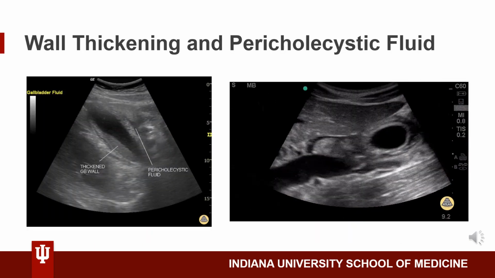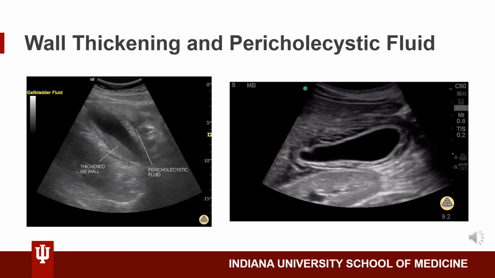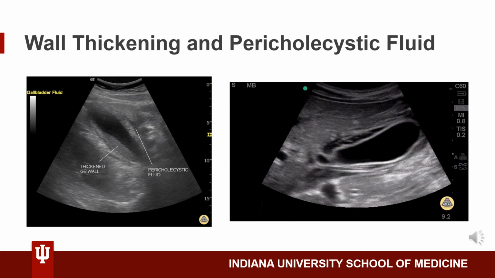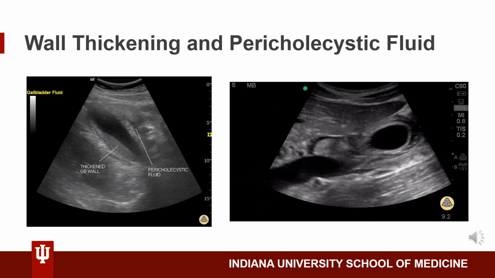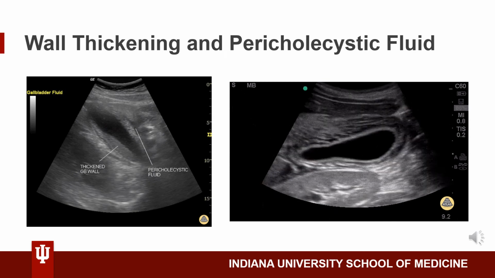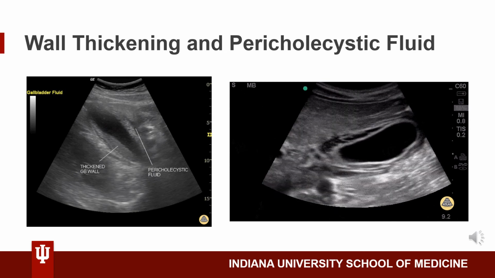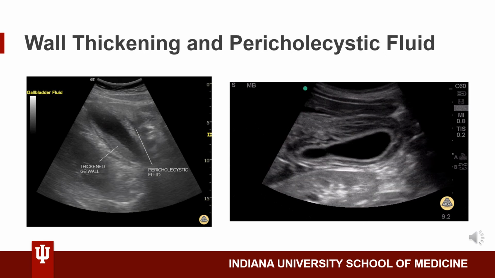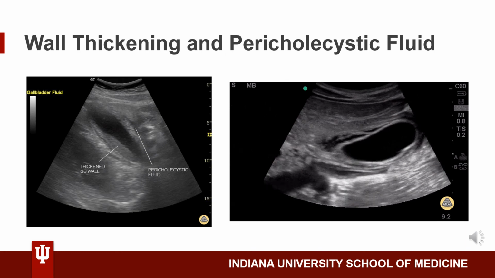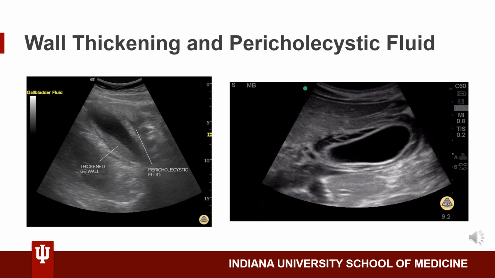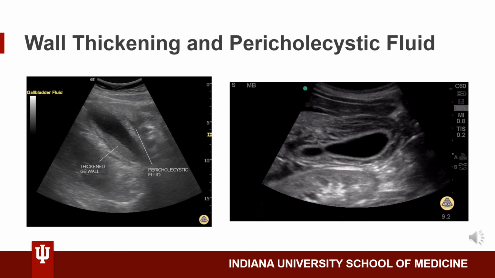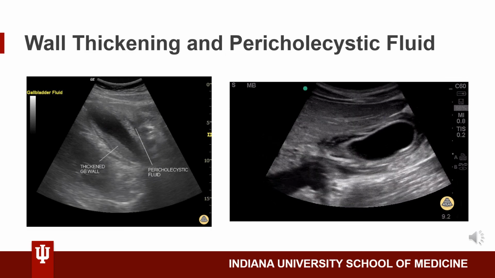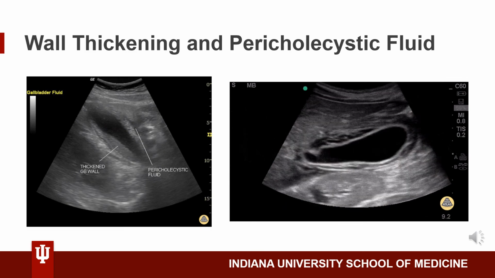In these examples, you can see both wall thickening and pericholecystic fluid. On the left, the thickened gallbladder wall is pointed out. It's actually being pointed out posteriorly here, but you can also see it anteriorly. And as we mentioned before, when you're actually measuring the thickness of the gallbladder wall, you would want to take your measurements on the anterior portion of the wall. You can also see the pericholecystic fluid, which is pretty prominent in the example on the right.